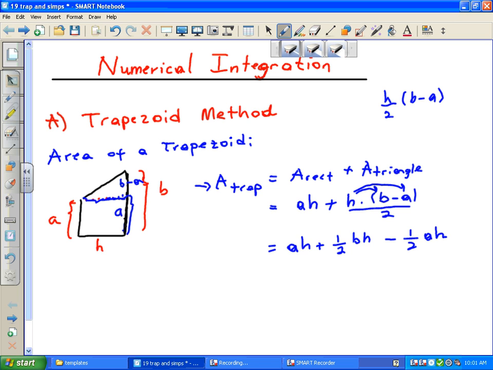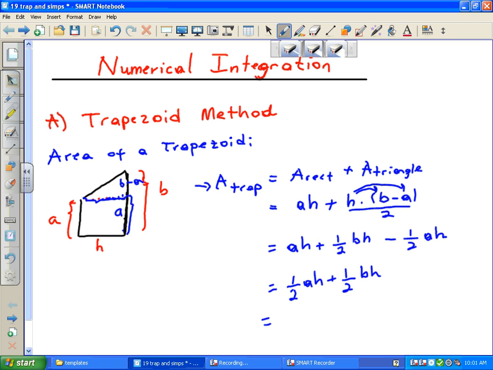Okay. And can you simplify this a little bit? Because here we have ah, right? And then at the end, minus 1/2 times ah. So what is remaining then? If you take half of that quantity away, you're going to be left with 1/2 a times h plus 1/2 b times h.